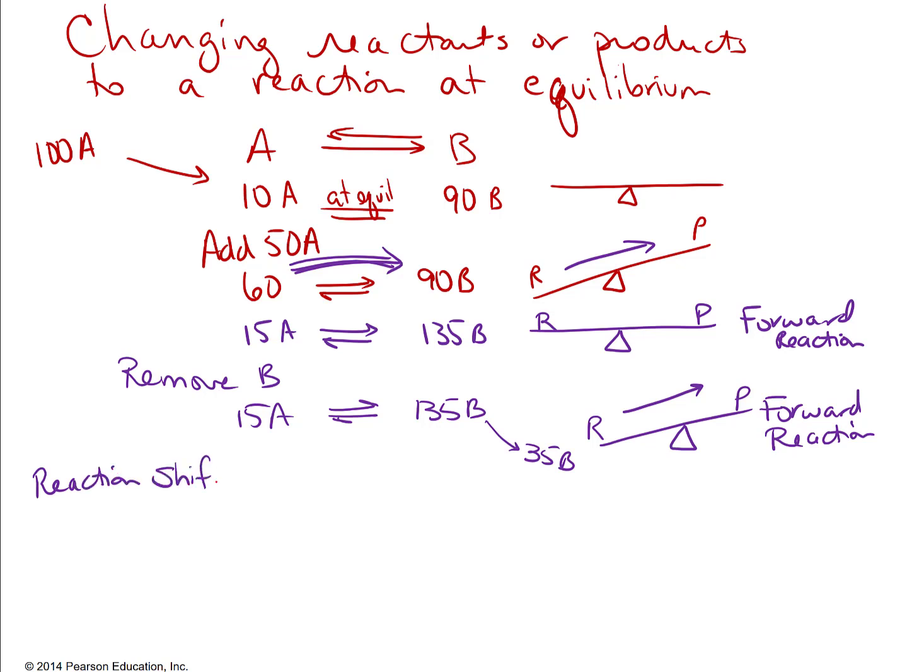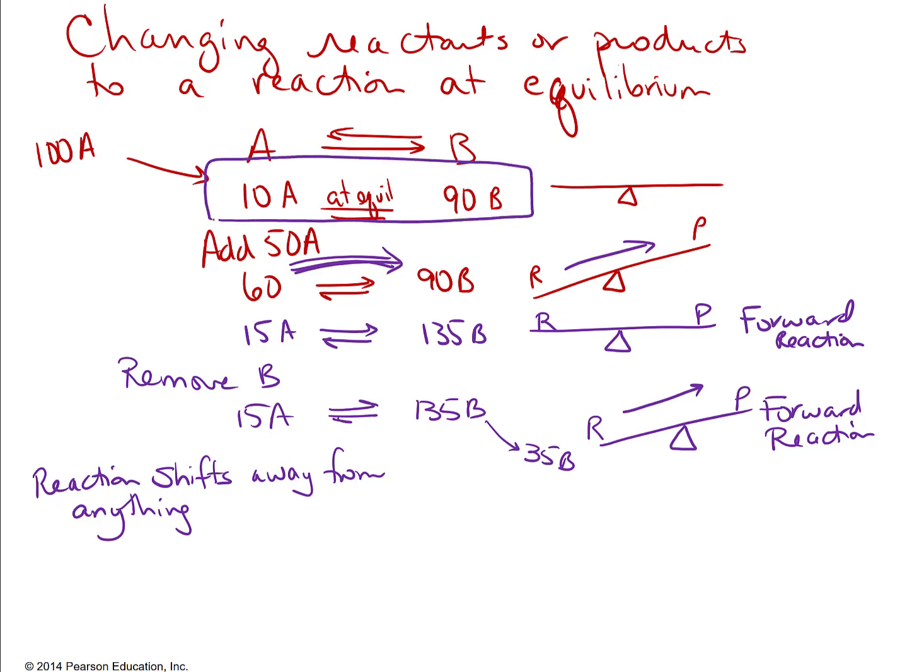Okay, you started off with 100A, right? You got 10A and 90B. You added 50 to A, which made it 60, and 90 to B. So why would you go from the reactant to the product? In this ratio, this is the ratio at equilibrium. I have 1 part reactant for every 9 parts product. So that means if I add reactant, now I have more reactant than I did initially at equilibrium. So I add A, so this side goes down because it's reactant.